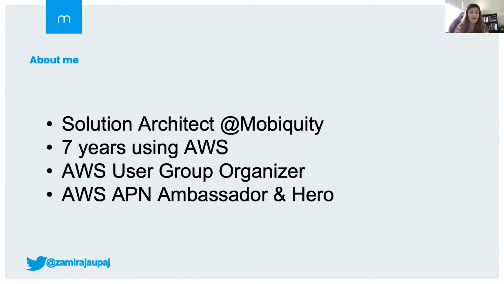I remember the first time I touched the AWS console, it was only some services like EC2 and S3, but as you see today, the AWS console is so rich, with a lot of features and a lot of services.